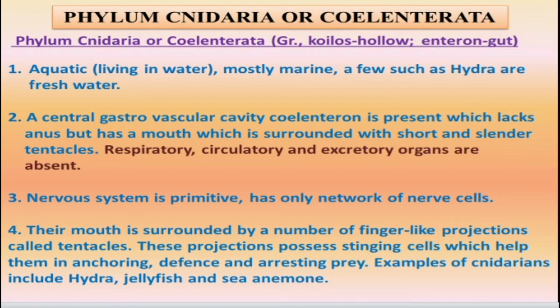These projections possess stinging cells which help them in locomotion, defense, and arresting prey. Examples of cnidarians include hydra, jellyfish, and sea anemone. The tentacles look like antennae attracting other food. Finally, the other animal comes near this particular animal easily and is eaten as food by the Coelenterata.